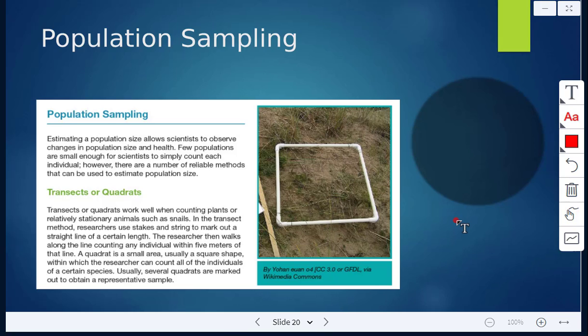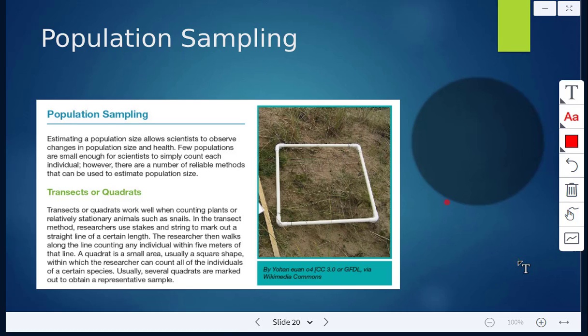All right, this is a method that is used by scientists called population sampling. So estimating a population size allows scientists to observe changes in population size and health. Few populations are small enough for scientists to simply count each individual. So there are some methods that can be used to estimate population size.